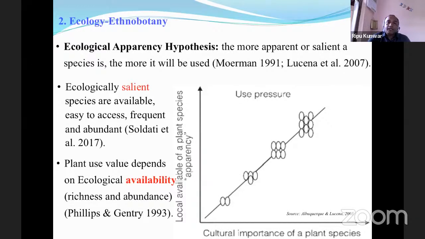So ecologically salient species are available. According to Solidarity, ecologically salient species are available, easy to access, or frequent and abundant. So plant use value depends on ecological availability, or the richness and abundance of the plant.